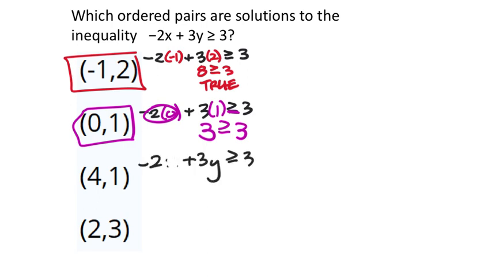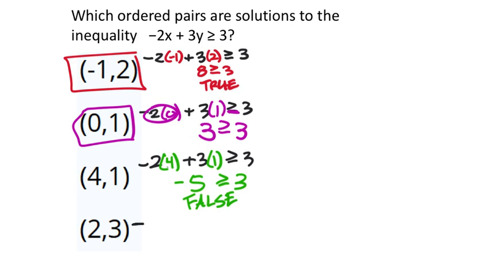And again, they've given us an x and a y value. So the x value is 4 and the y value is 1. If I put this in, negative 8 plus 3, it'd be negative 5. Now it's saying that negative 5 is greater than or equal to 3. This one's false. Negative 5 is not only not equal to 3, but it's also not greater than 3. So this one is just false all the way around.